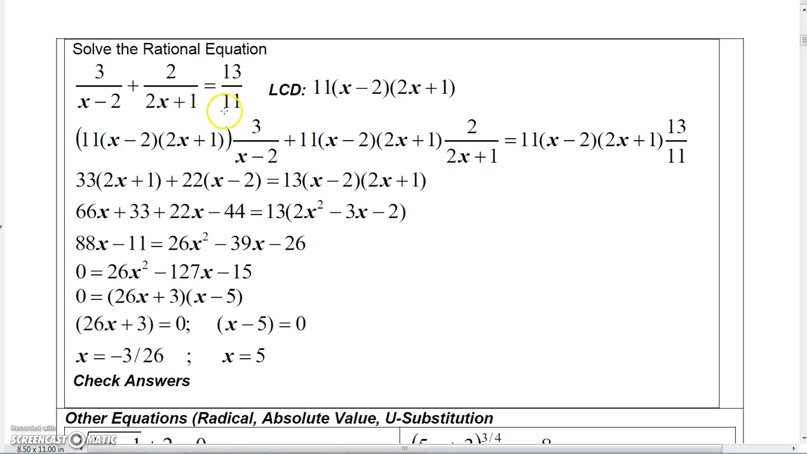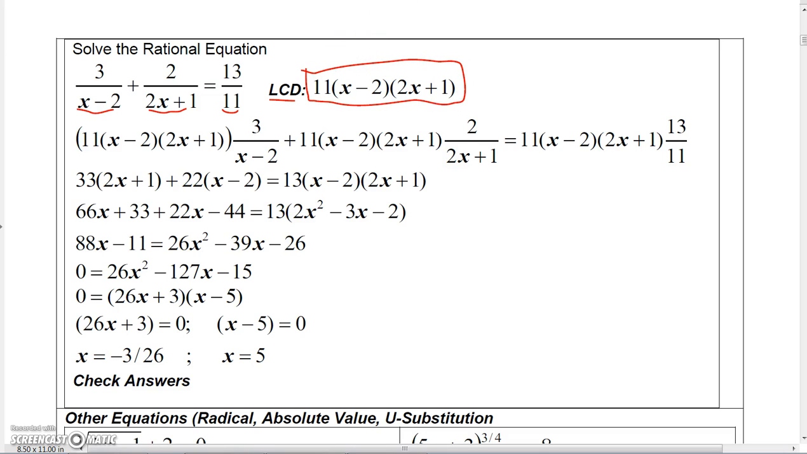over 11. Now to solve a rational equation, it's not easy, but what you have to do is find the lowest common denominator. And you have to multiply each term by that lowest common denominator. So here, it's not too hard to find the lowest common denominator because you just take the three denominators: 11, x minus 2, and 2x plus 1. So that's your lowest common denominator.